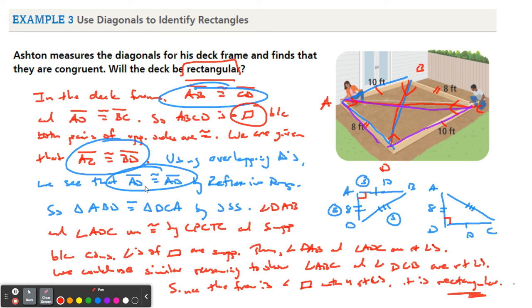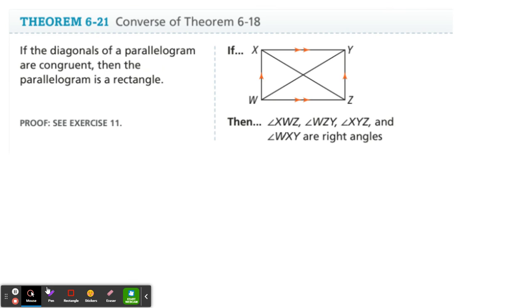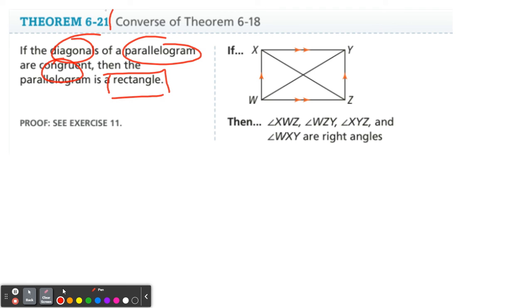So that's kind of a long response there, right? But it's good. And this idea might be new to you, but I think we talked about it earlier, that if two angles are congruent and supplementary, then they're going to be right angles. So that's an idea that should make sense to you. So here is the formal introduction of this idea. If we have a parallelogram and its diagonals are congruent, then it is a rectangle. Again, this is a converse from last lesson. So if we know that XZ and WY are congruent, then we know that these angles are right angles.